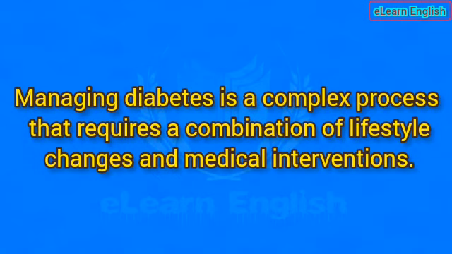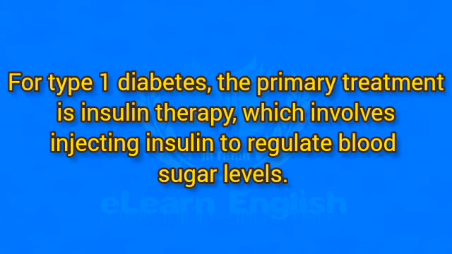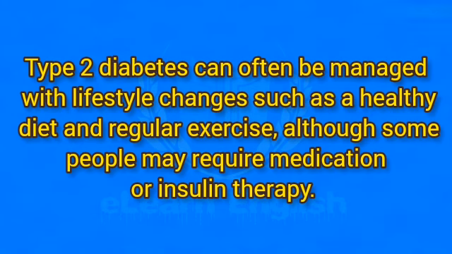Managing diabetes is a complex process that requires a combination of lifestyle changes and medical interventions. For type 1 diabetes, the primary treatment is insulin therapy, which involves injecting insulin to regulate blood sugar levels. Type 2 diabetes can often be managed with lifestyle changes, such as a healthy diet and regular exercise, although some people may require medication or insulin therapy.